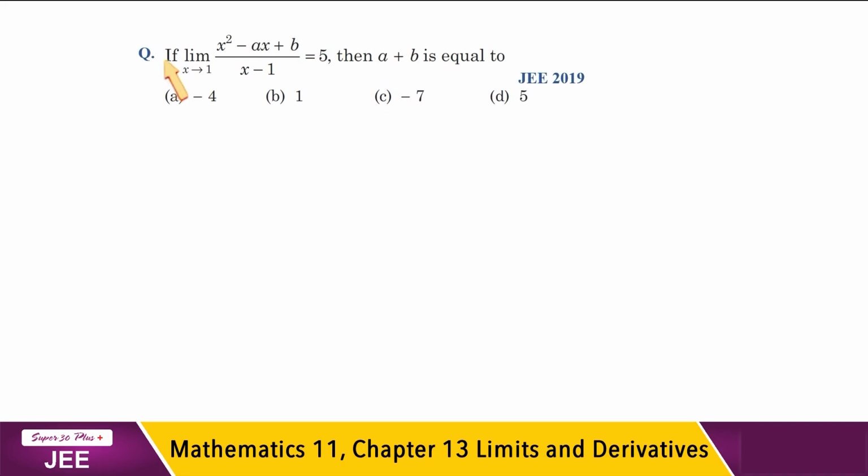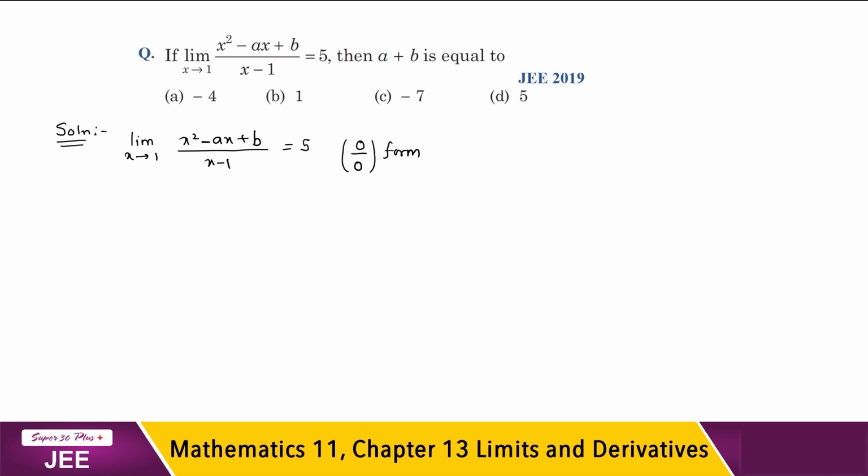Let's move further. So this question says if limit x tending to 1, x square minus ax plus b divided by x minus 1 equals to 5, then a plus b is equal to. So let's begin with the solution part of this question. Let us first check the indeterminacy of this particular function. When x is approaching to 1, denominator approaches 0 and numerator becomes 1 minus a plus b. So for the existence of limit, this must be an indeterminate form of 0 by 0. Since denominator is approaching 0, numerator must also approach 0 in order to make an indeterminate form.